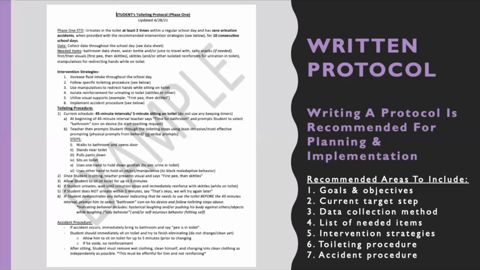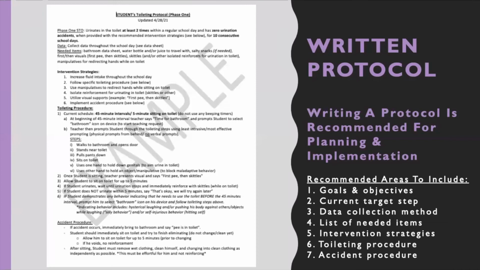I highly suggest writing a protocol. Writing a protocol is recommended for your planning and implementation and reference for the whole team. I recommend these areas to include in your protocol. What is your goal? What are the objectives?